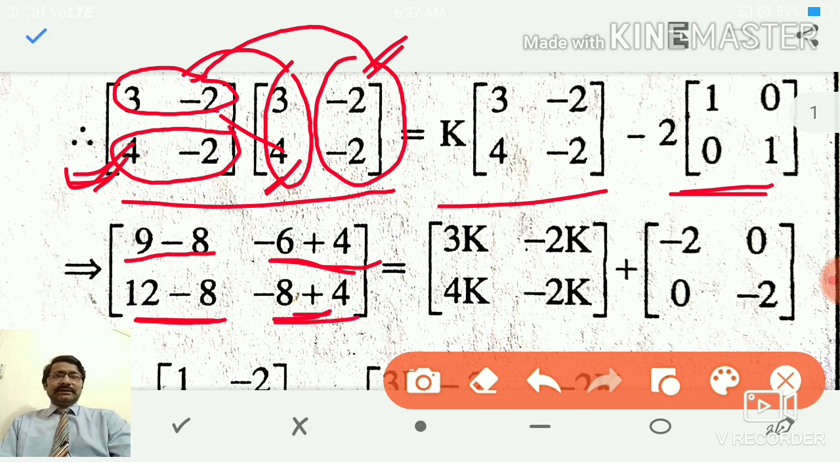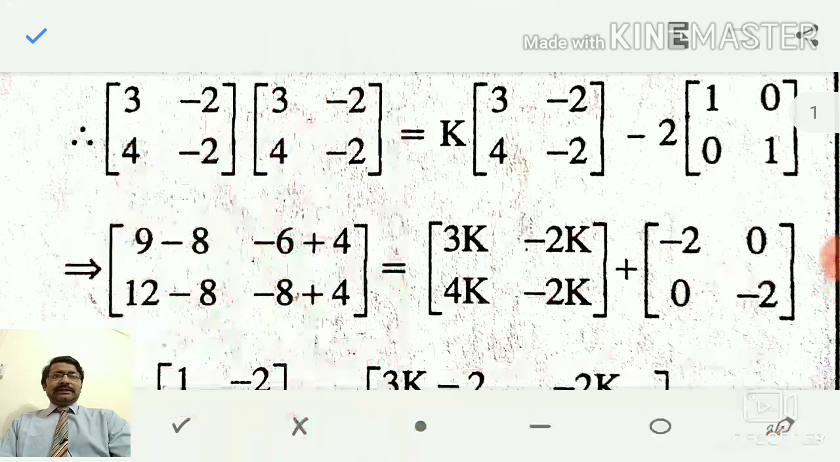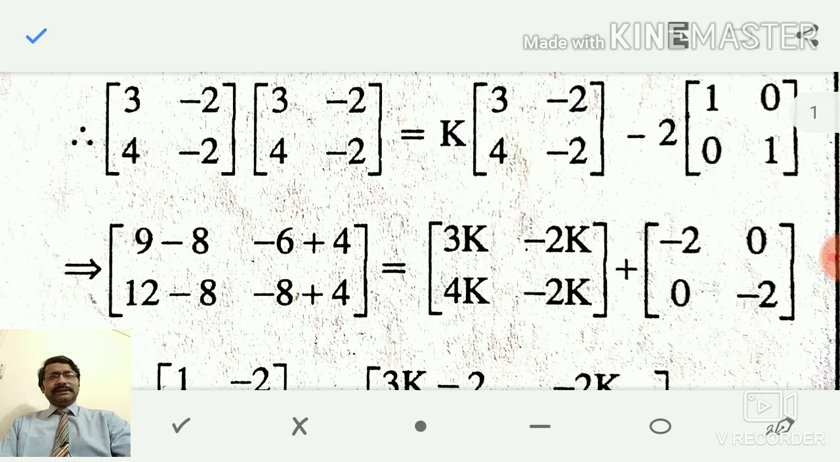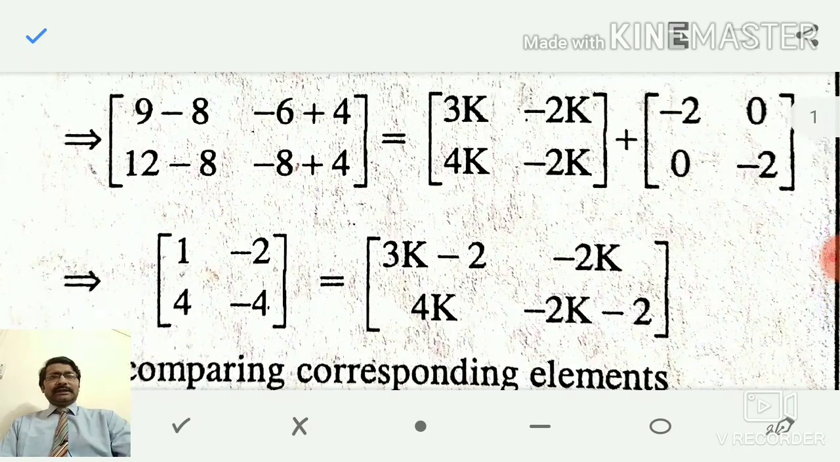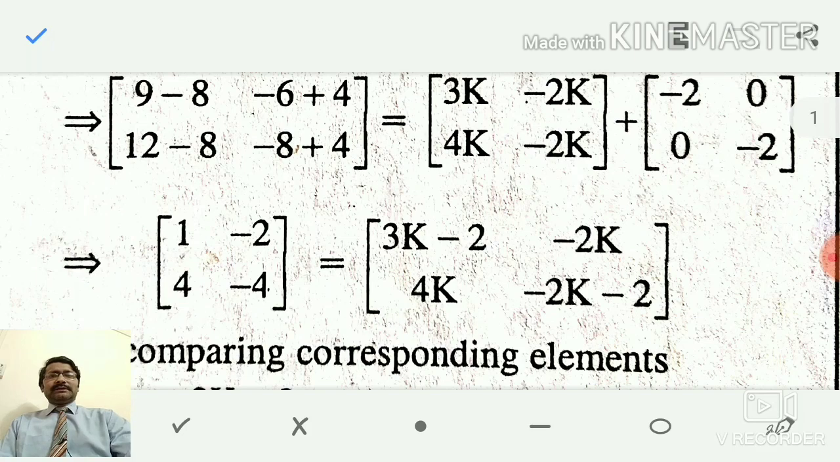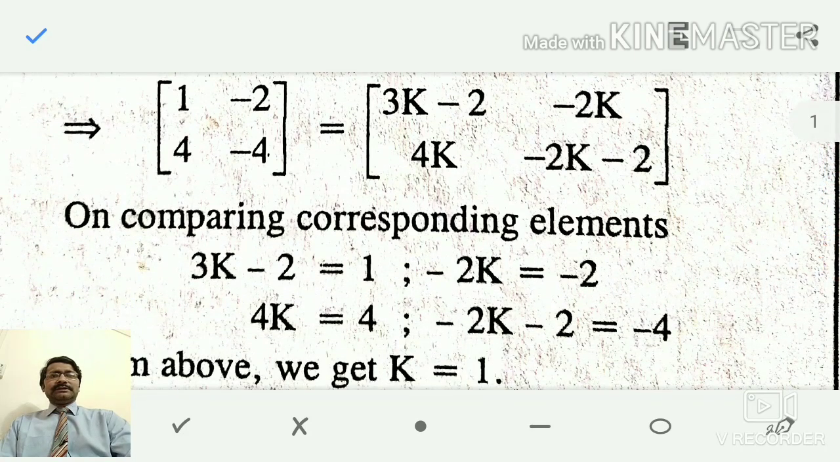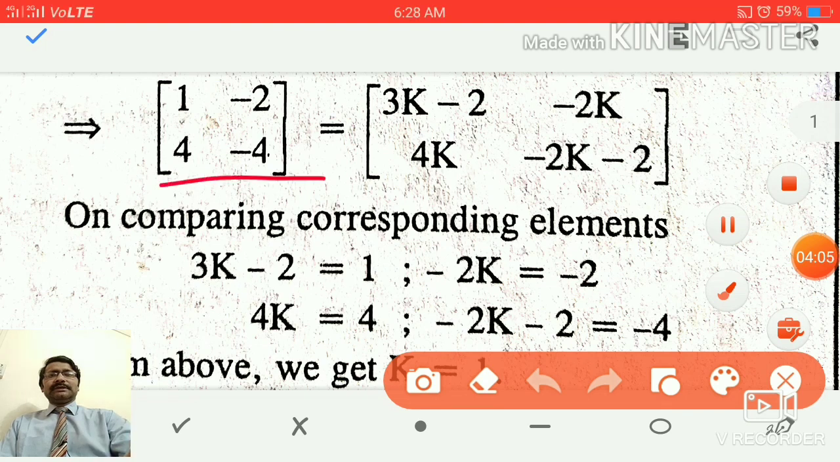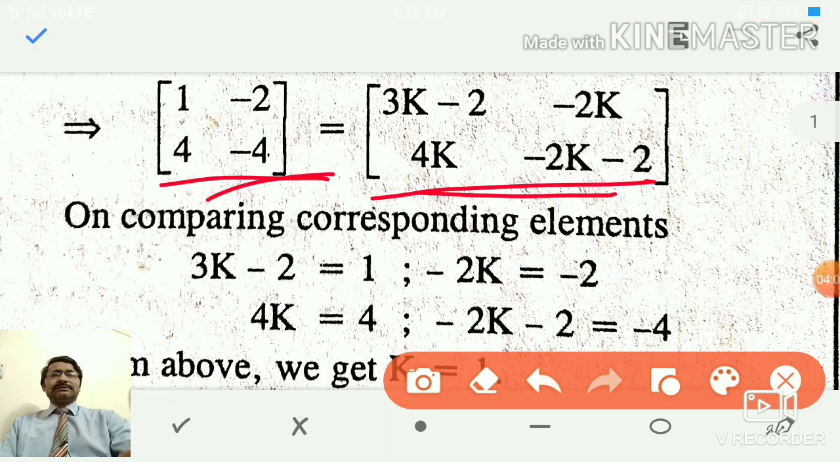Now look here, on the right hand side you multiply all the elements by K. So you get 3k, minus 2k, 4k and minus 2k. Then on the right hand side you add: 3k and minus 2, minus 2k and 0, 4k and 0, minus 2k and minus 2. On the left hand side you solve these, and you will get this equation. Then you compare. These two matrices are given equal, so you compare the matrices.